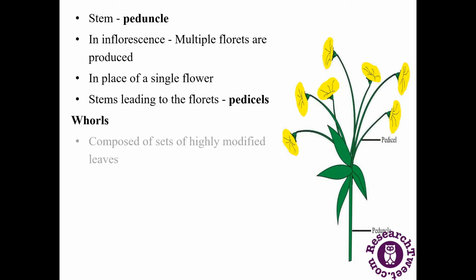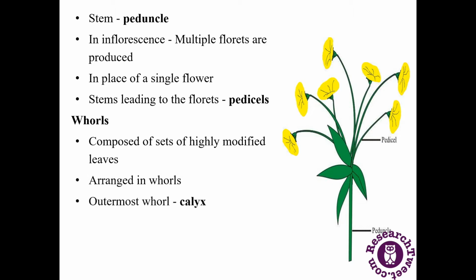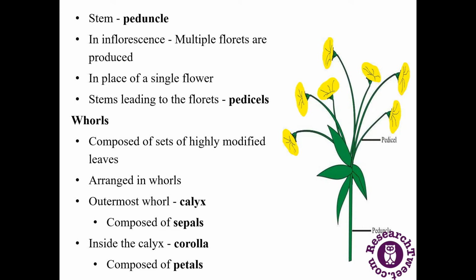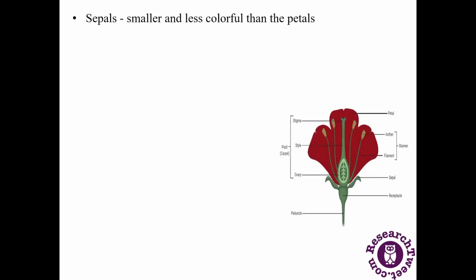Whorls. Flowers are composed of sets of highly modified leaves arranged in whorls. The outermost whorl of a flower is called the calyx and is composed of sepals. Inside the calyx is the corolla, which is composed of petals. The sepals are often smaller and less colorful than the petals. The calyx and corolla are called perianth.